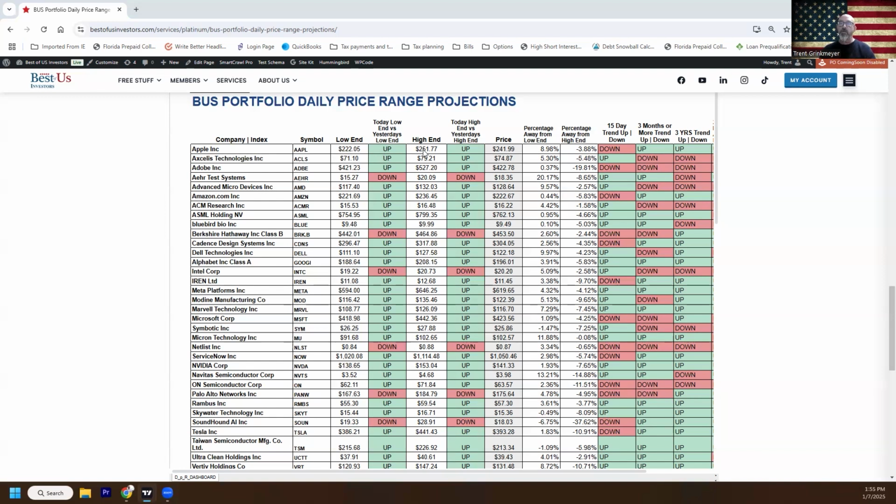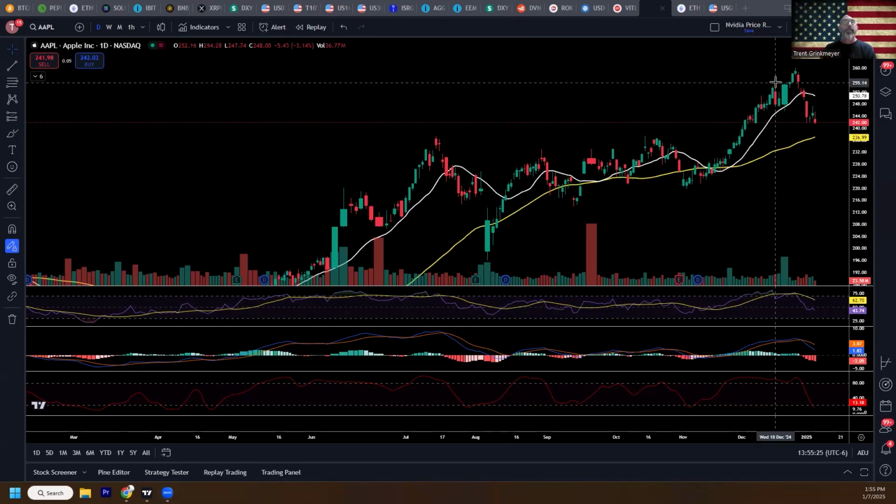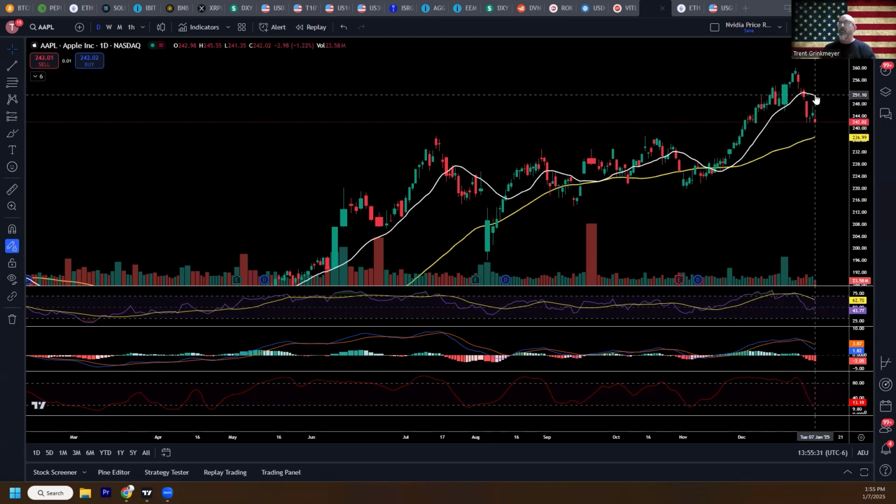So let's go look at a chart of Apple. So this is a daily chart of Apple computers. And what we can see here is I'm using the 15-day as the white line, the 63-day as the yellow line. I'm using the MACD, the RSI, and a slow stochastic.